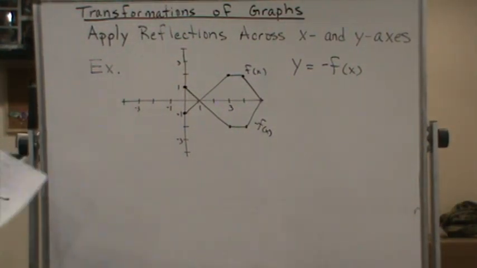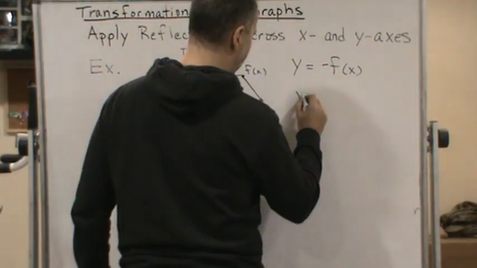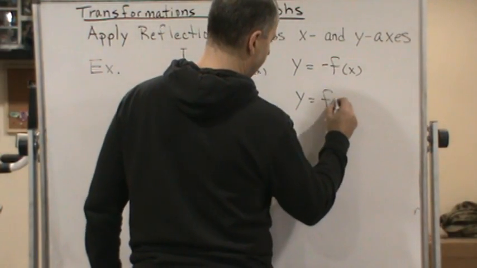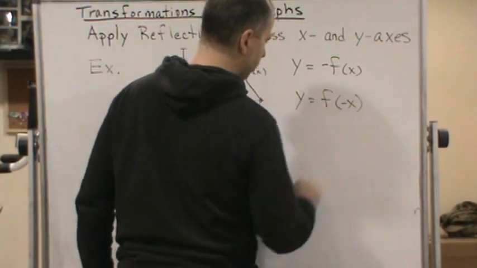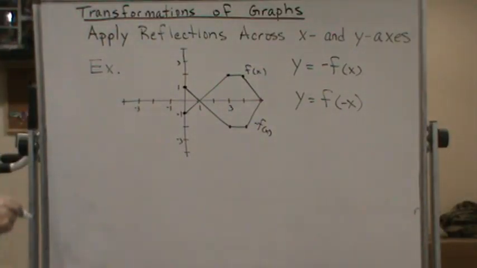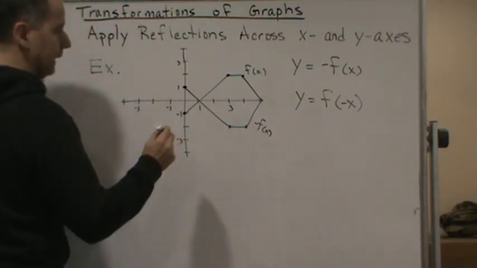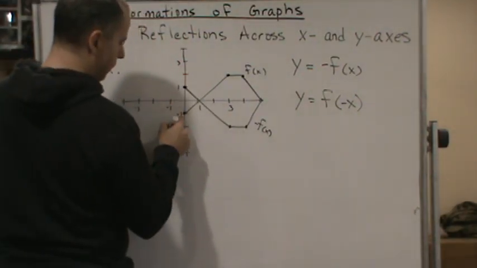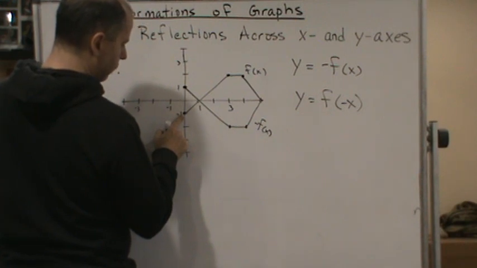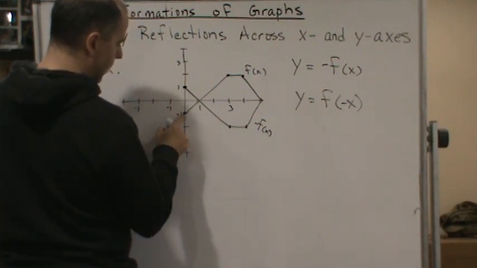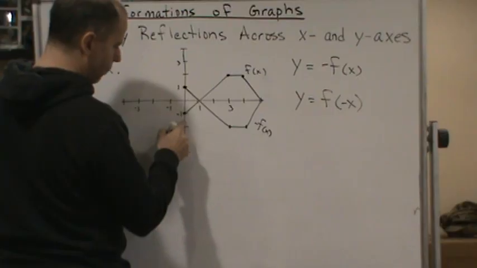Now, what about y equals f of negative x, right? So now all of the x values that are positive are going to become negative, and all the x values that are negative will become positive. So this is going to be a reflection across the y-axis. So that means that this point here, which is our original point, will stay there because it's on the y-axis.